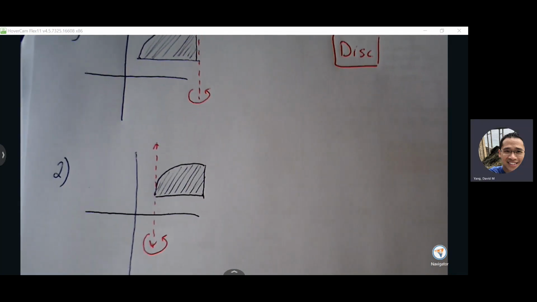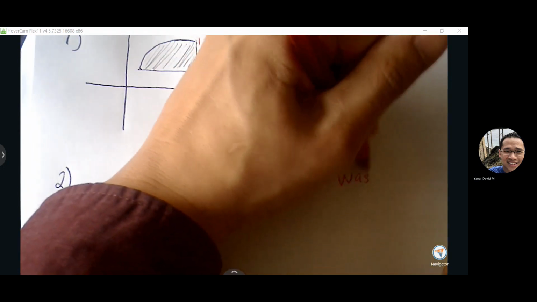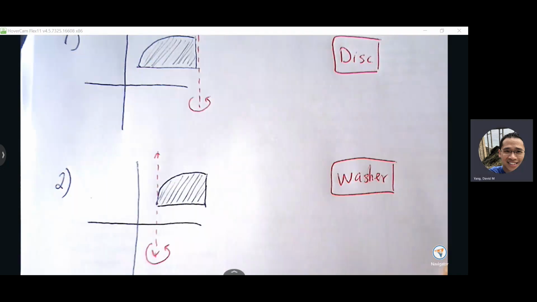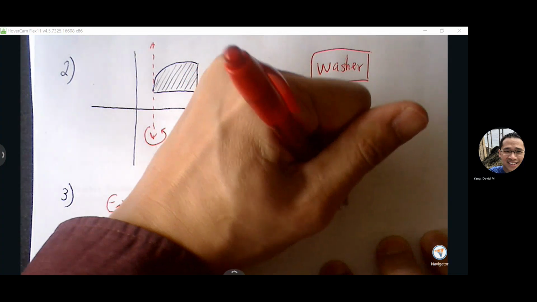All right, number two, it's touching. How would you categorize this? Washer method. We do see it touching, but there's a gap here, right? It's not up against a flat surface, so we have to subtract out that hole, that gap that's part of our diagram. Number three, still touching, but still washer, not up against the flat surface. We need two radii.